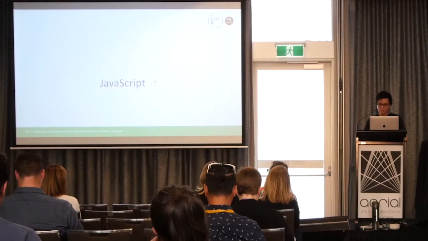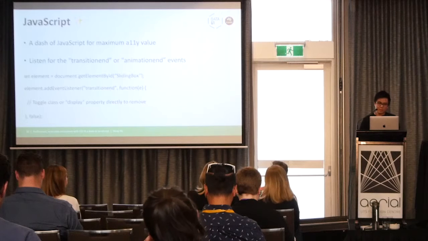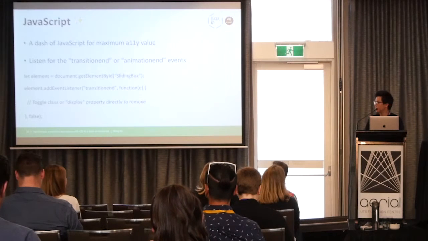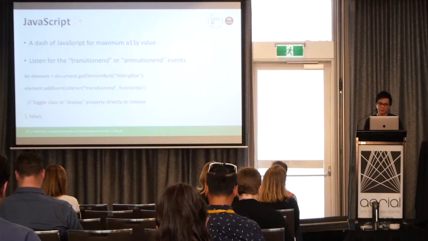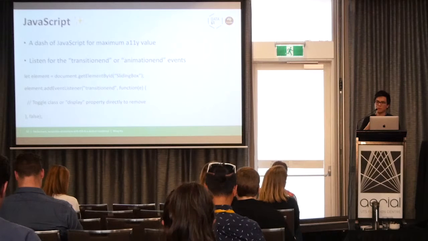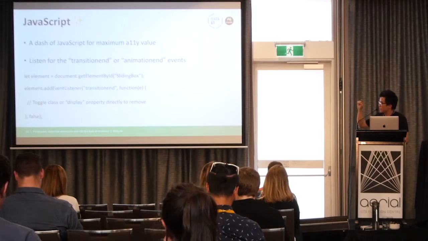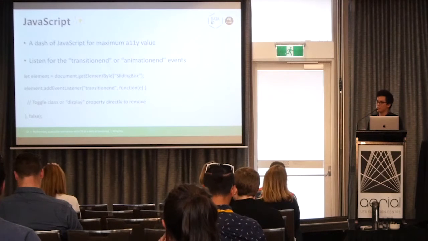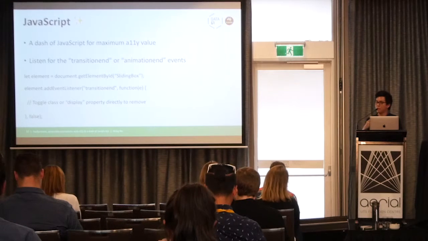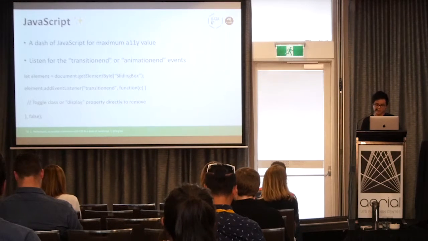So if we take a dash of JavaScript, we can improve the accessibility of these animations. And when a CSS animation or transition finishes, it will trigger off a transitionend or animationend event. And this is something that you can use JavaScript to listen for and apply whatever you need to do in order to make it more accessible.